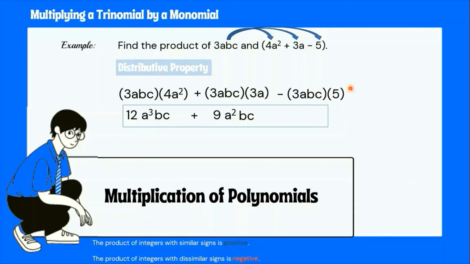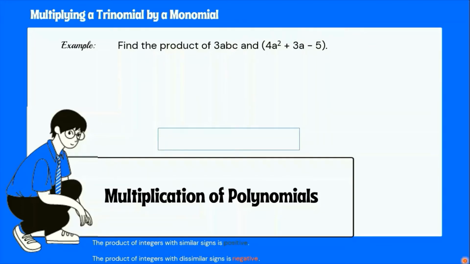Dito naman tayo sa pangatlong term. Kopyahin natin yung minus sign. And then, multiply natin yung mga constants or numerical coefficient. 3 times 5 is equal to 15. Ito ay walang variable at all. Wala siyang literal coefficient. Kaya, kopyahin lang natin yung abc. So, ang sagot natin dito ay 15abc. Kaya dito, sa ating problem na ito, ang sagot natin ay 12a cubed bc plus 9a squared bc minus 15abc.